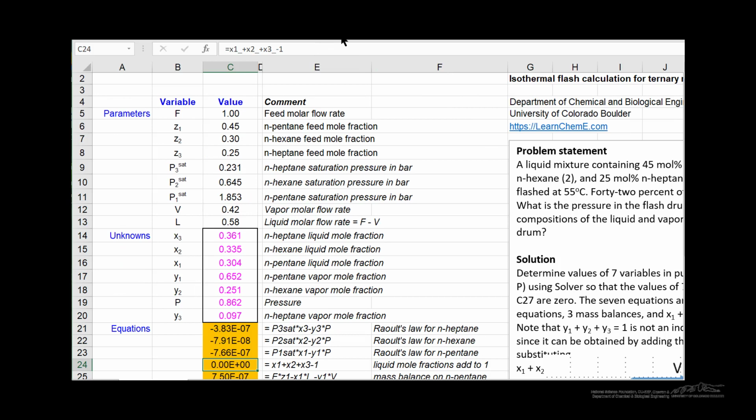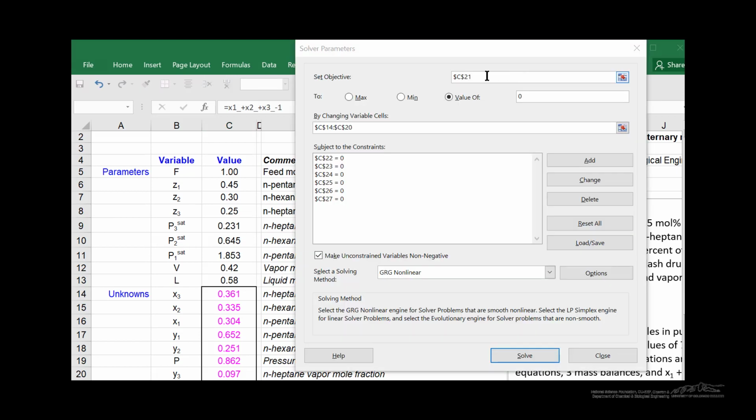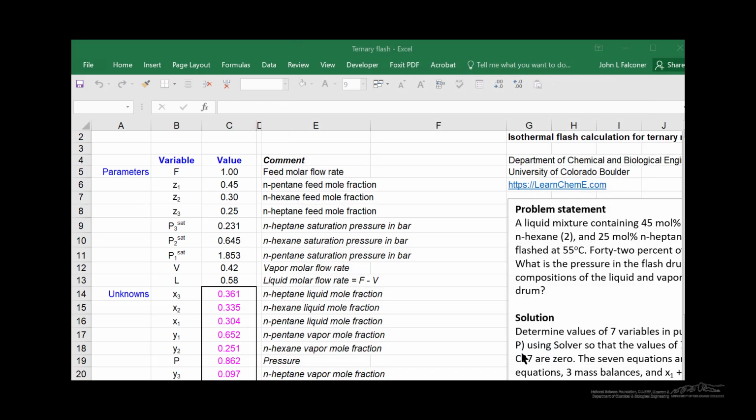So I've gone up so we can look at data. For the objective that we're setting equal to 0, we selected the first equation, so that's C21. And then each of the other equations are constraints, and we're changing cells C14 to C20 to make each of those equations satisfied. So when I hit solver, of course, it's already run, and it comes up with this solution.